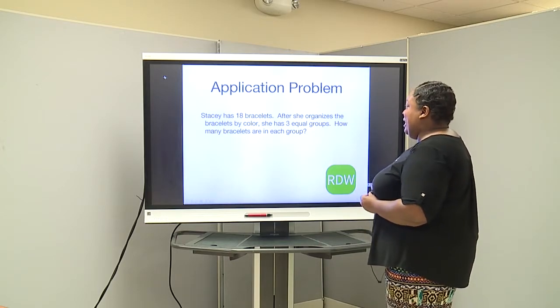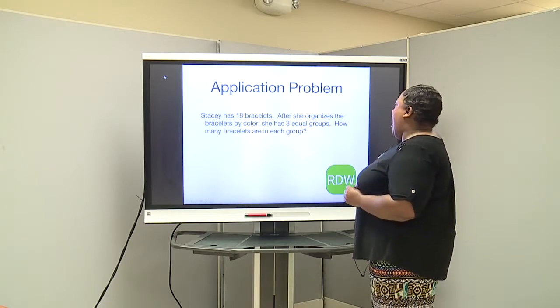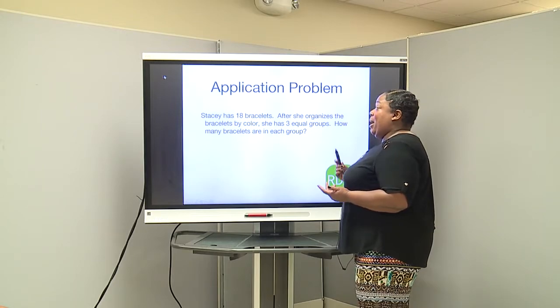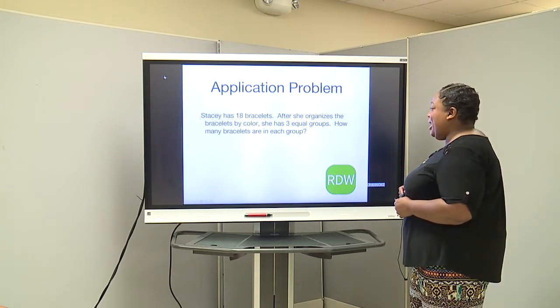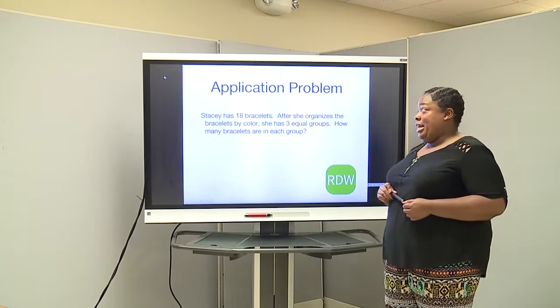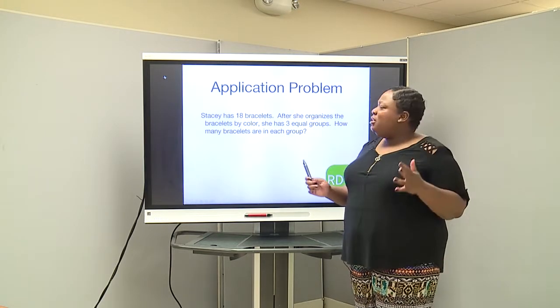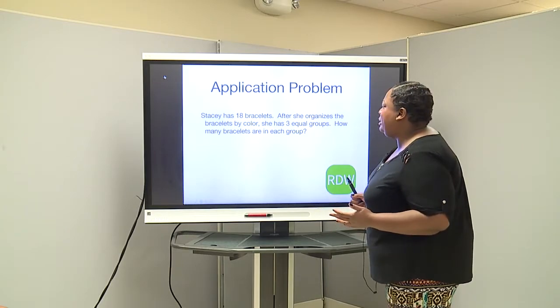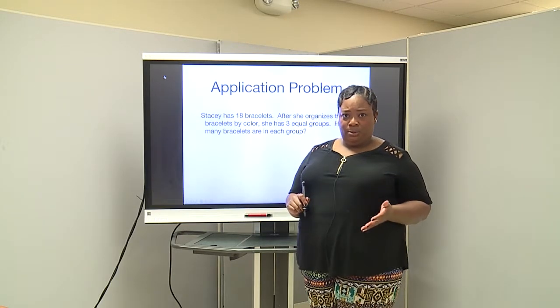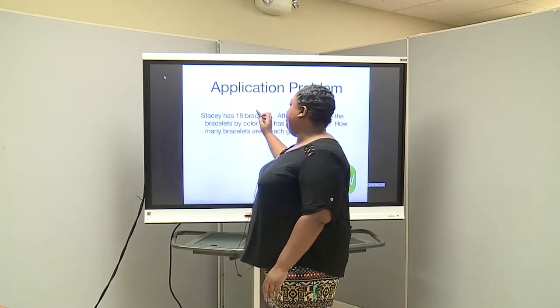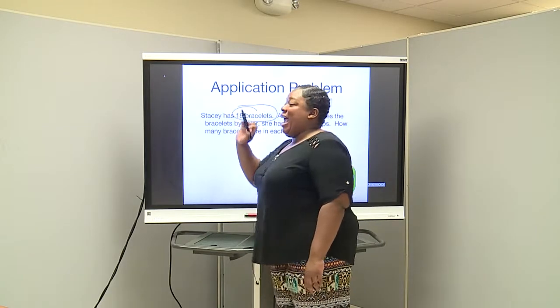Stacy has 18 bracelets. After she organizes the bracelets by color, she has 3 equal groups. How many bracelets are in each group? So let's look at what we have here, you guys. We see that we have a total. What is our total? 18. We have 18 bracelets.